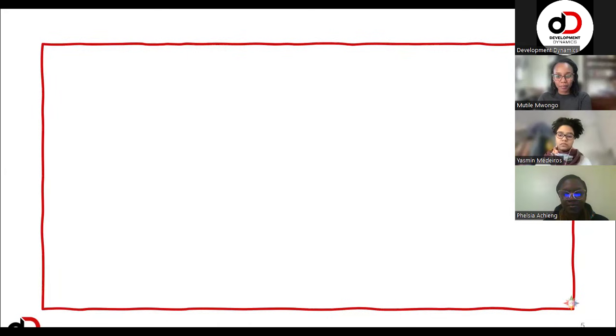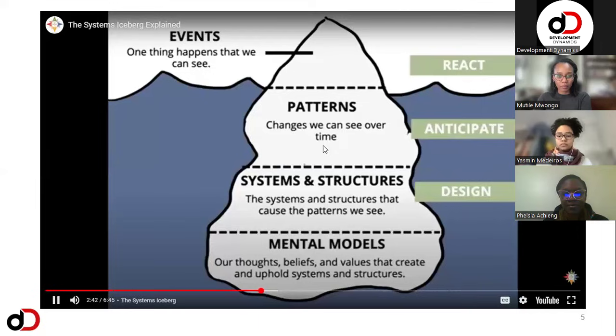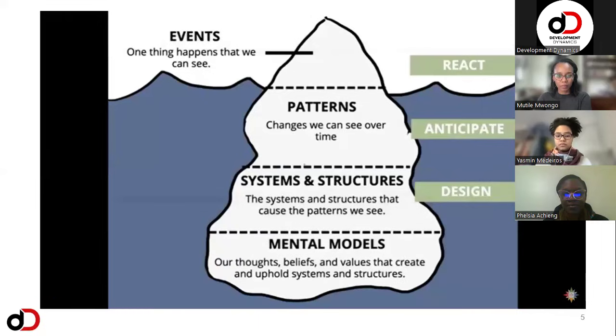Systems and structures often occur because of our mental models, the bottommost layer of this systems iceberg. These mental models are our beliefs, our thoughts, and our values that hold everything else up and shape our worldview. If we can change people's worldviews, we can transform a system to create very powerful change.